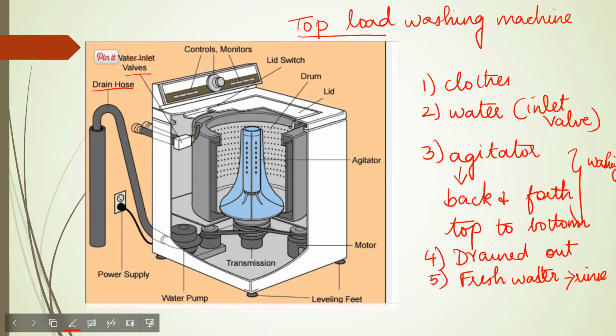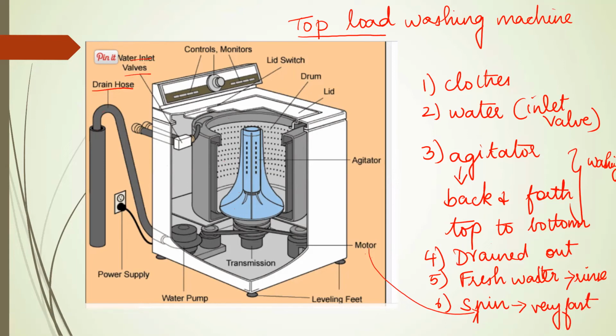Once all this is done, the last phase is your spinning phase. So what happens in your spinning phase? In your spinning phase, the motor which is connected to your agitator moves very fast. So all the water which is present in your clothes will be drained out, and your clothes will be easy for you to dry. So these are the various actions that take place in your washing machine.